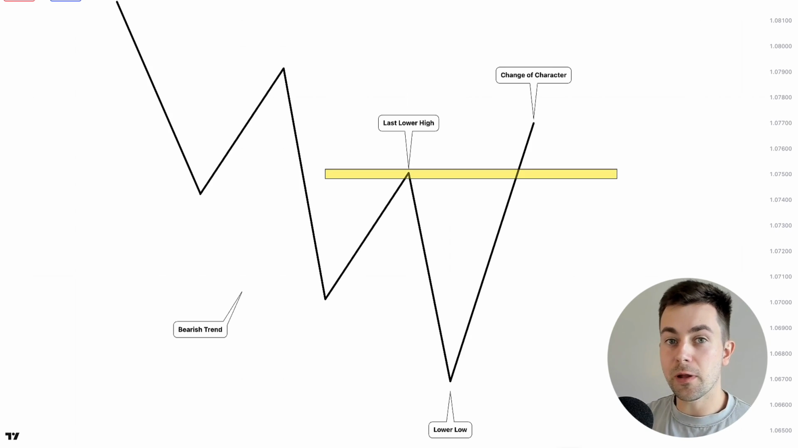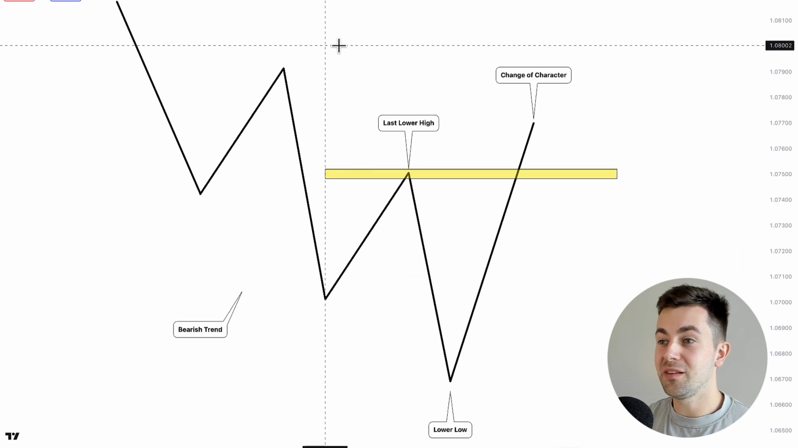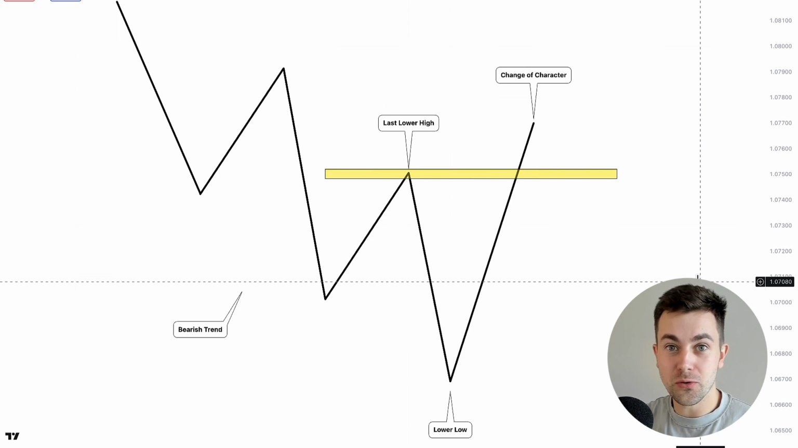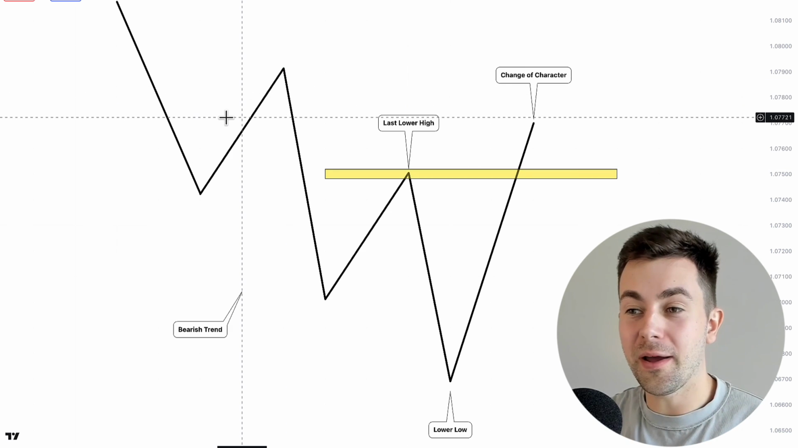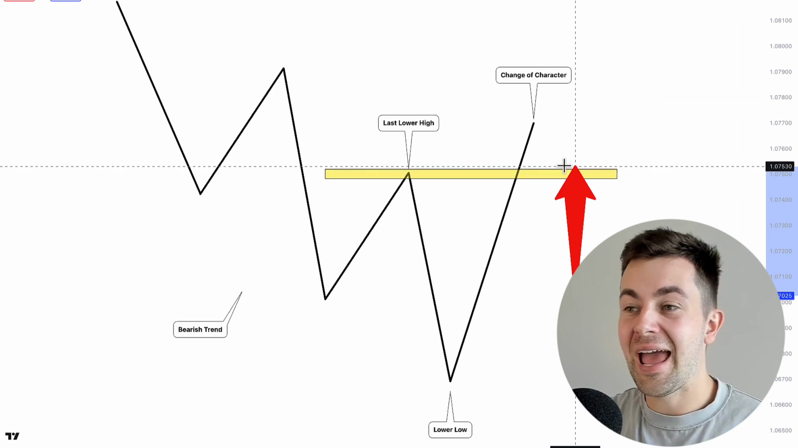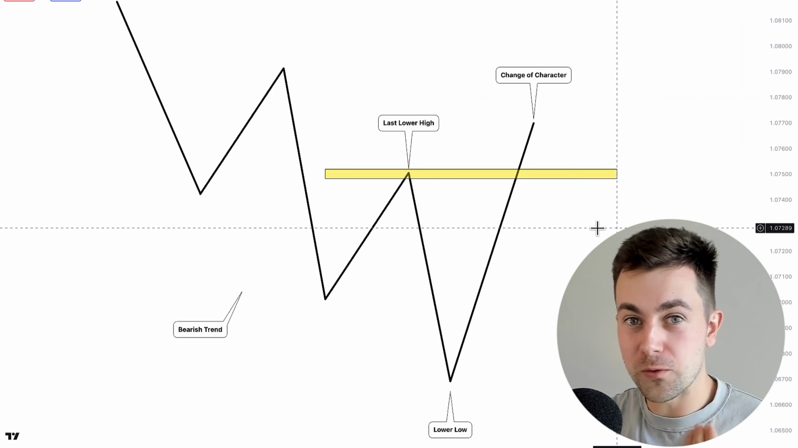Signal number 1. Change of character. Change of character is a strong price action signal that indicates the trend violation and the highly probable market reversal. In a bearish trend, a bullish violation of the level of the last lower high will signify a change of character. It will signify that the trend is no more bearish and a bullish reversal is coming.